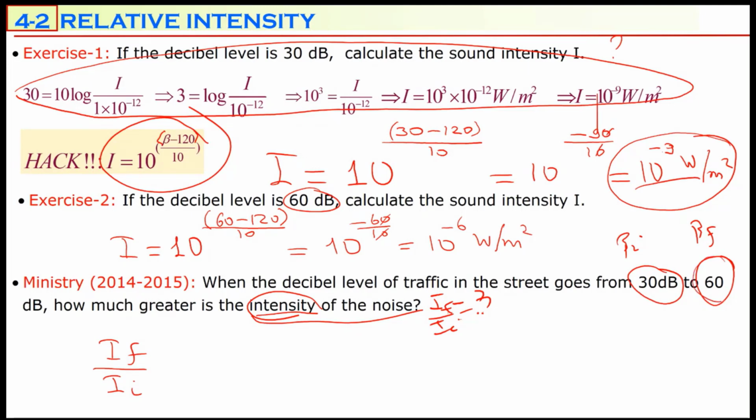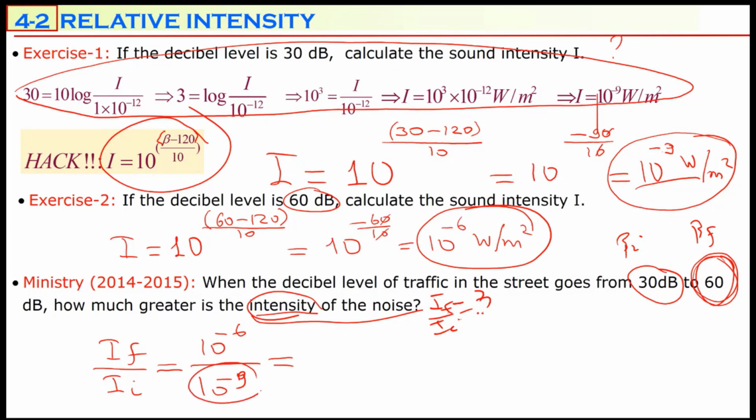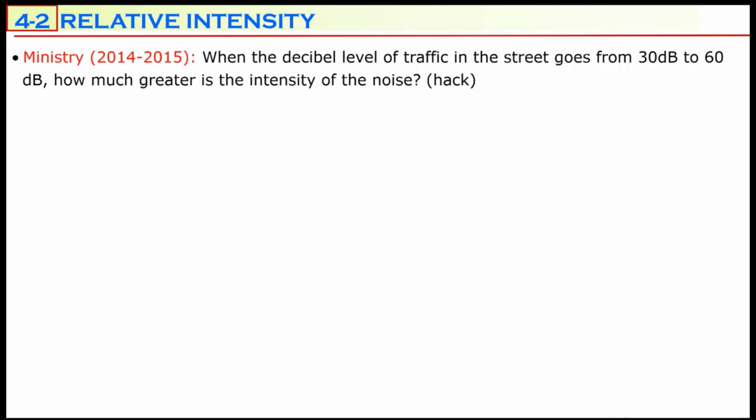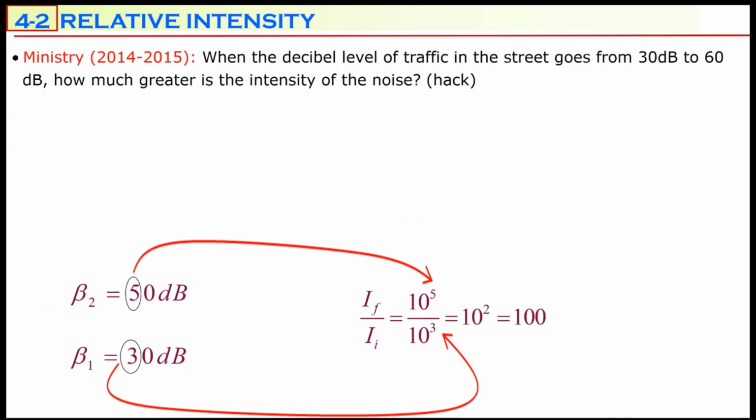Then you should calculate the I for 60 decibel, which we just calculated as 10 to the power of -6. After that, you should divide them. 10 to the power of -6 is the sound intensity for 60 decibel. 10 to the power of -9 is the sound intensity for 30 decibel. So then you divide them to compare how much greater the intensity of the noise is. We get 10 to the power of negative 6 plus 9, because the negative 9 goes above as plus 9, which is 10 to the power of 3. That is, 1,000 times greater is the intensity of the noise. I'm going to show you one more hack for this. This is so easy.